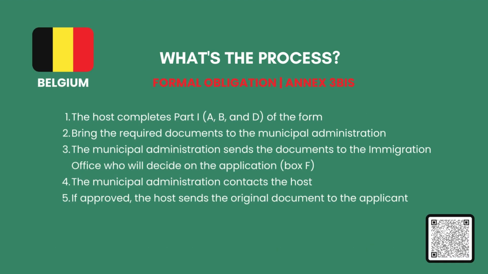Next, let's have Belgium. So for Belgium, it's called formal obligation or simply Annex 3 bis. So the host completes part 1, which is A, B, and D of the form, and then he or she will bring the required documents to the municipal administration, who sends the documents to the immigration office, and the immigration office will decide on the application.